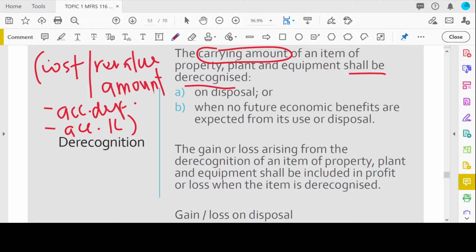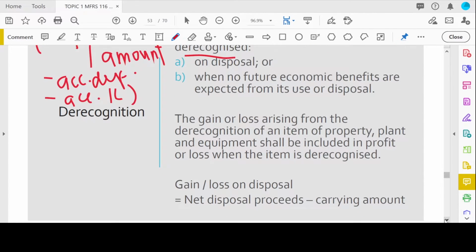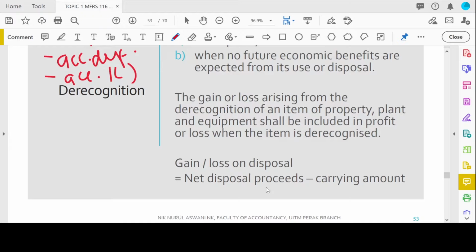And then what happens to the gain or loss arising from derecognition of an item of PPE? Any gain or loss arising shall be included in profit or loss when the item is derecognized. If it is a gain, then you will recognize it as revenue. If it is a loss, then we are going to recognize it as an expense. But how to calculate gain or loss on disposal? We are going to compare the net disposal proceed and the carrying amount. Net disposal proceed could be the selling price of the asset, the amount of money that you receive from selling the asset, or any other consideration that you receive from selling the asset, minus the carrying amount.